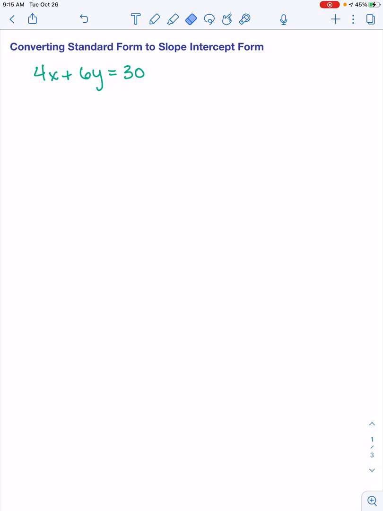So today we're going to take a look at converting from standard form to slope-intercept form. On the screen right now you see 4x plus 6y equals 30, and this is written in standard form. We want to convert it to slope-intercept form. So let me choose my pen here and change colors.